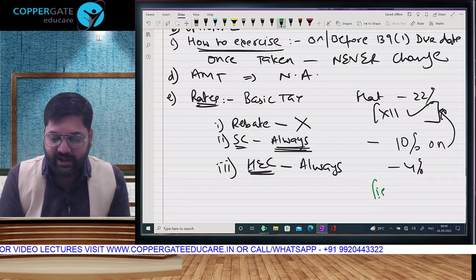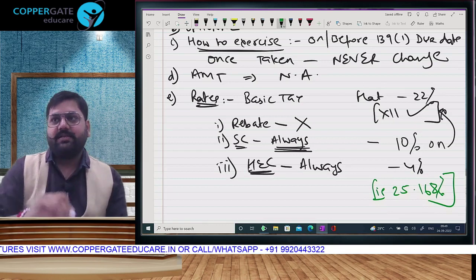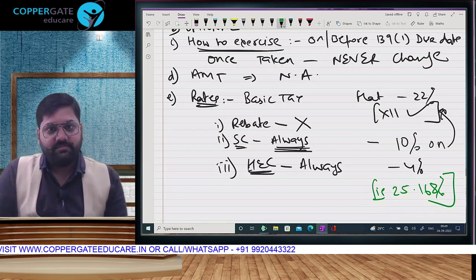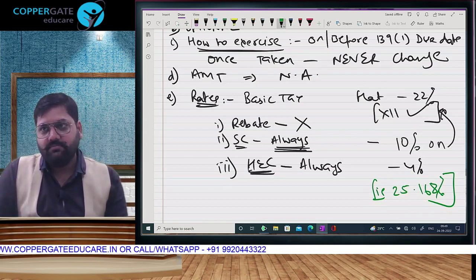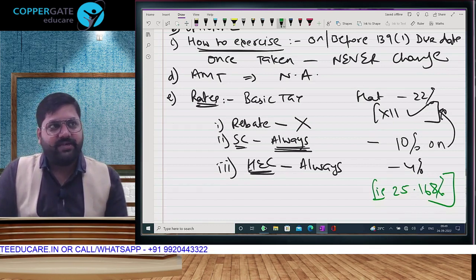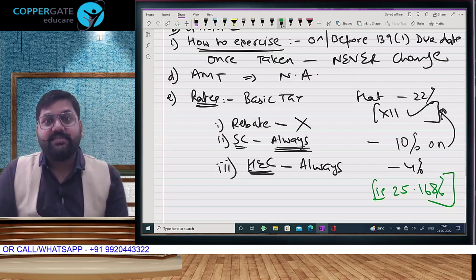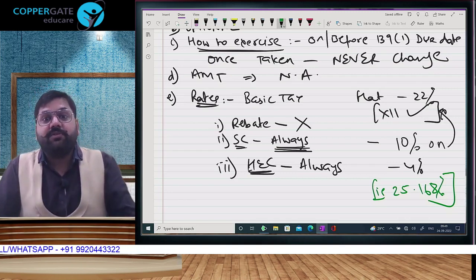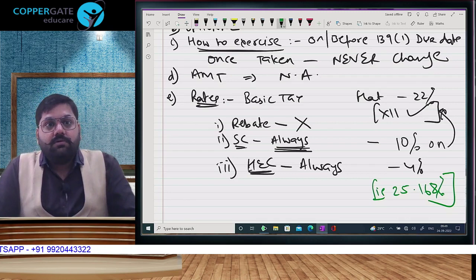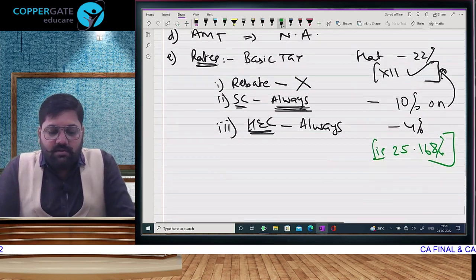The effective tax rate therefore will come to 25.168%. Understood? That's the tax. And always it will be this only, no, mitro? Always it will be this. Correct hai? Mitro, is that clear?